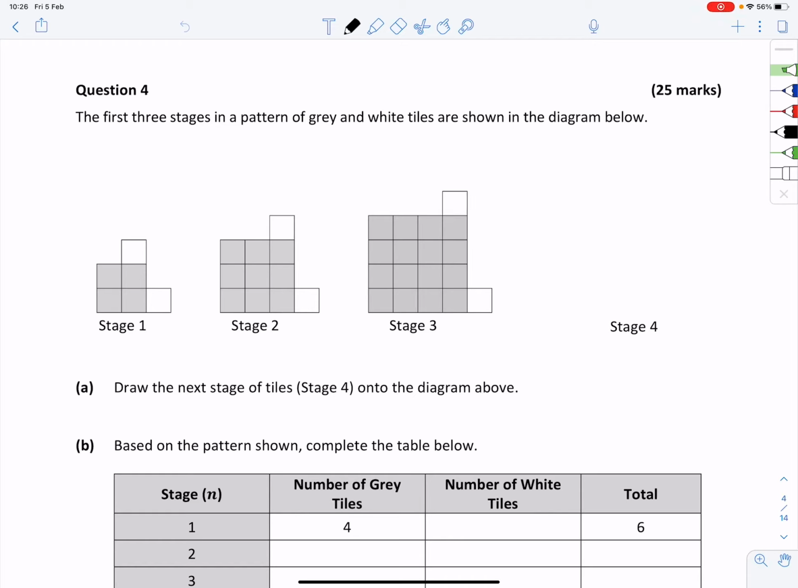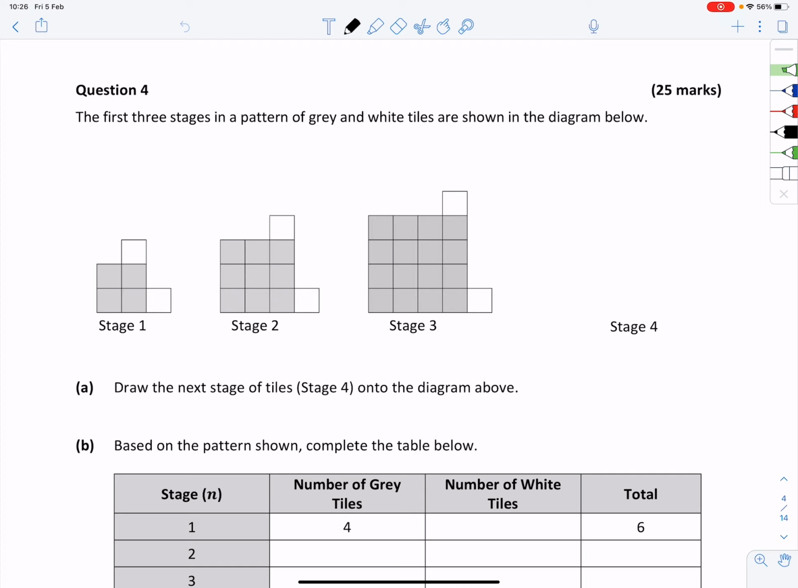Hi, in this video we're looking at 2018 Maths Paper 1 question 4. This is a sequence question and it tells us that we have the first three stages in a pattern of grey and white tiles which are shown in the diagram below. Part A of the question, we have to draw the next stage of the tiles, stage 4, onto the diagram below.